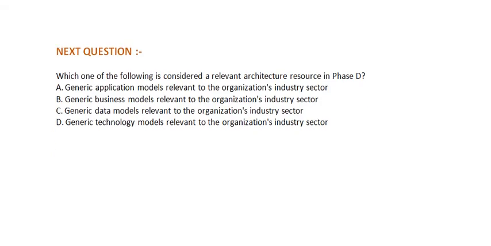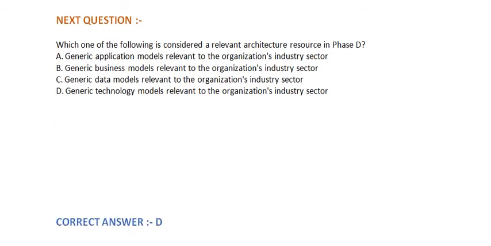Next question is, which one of the following is considered a relevant architecture resource in phase D? Option A, generic application models relevant to the organization's industry sector. Option B, generic business models relevant to the organization's industry sector. Option C, generic data models relevant to the organization's industry sector. And option D, generic technology models relevant to the organization's industry sector. The correct answer is option D.